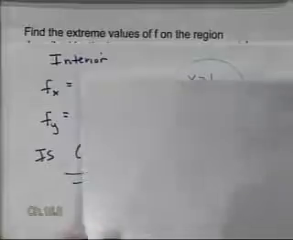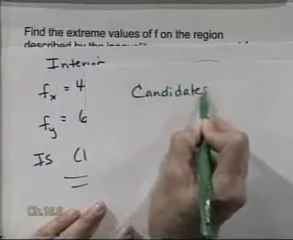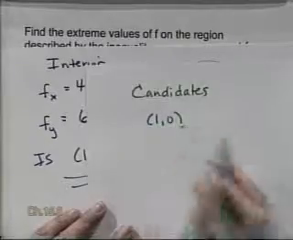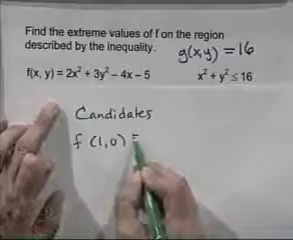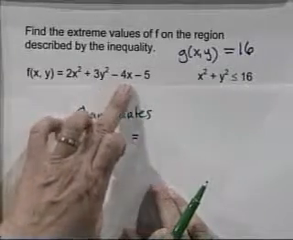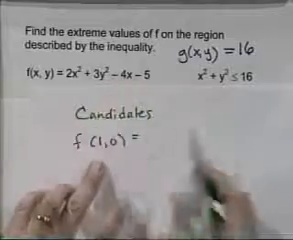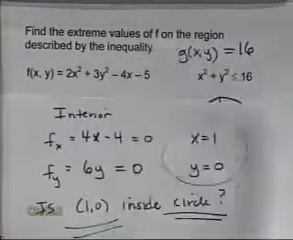So I'm going to put my candidates right here. Candidates. My first point is (1, 0). And in fact, I can figure out f(1, 0) right now. It's 2 times 1, which is 2, minus 4 times 1, which is negative 2, minus 5, it's a negative 7. That's my first and only candidate right now.